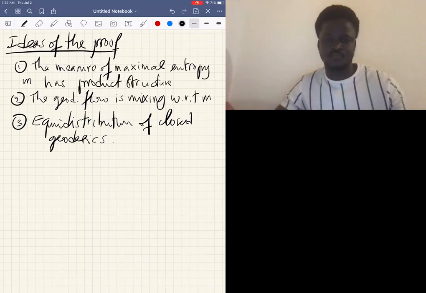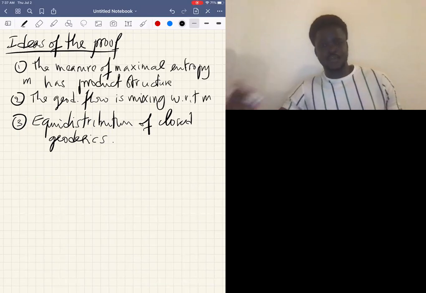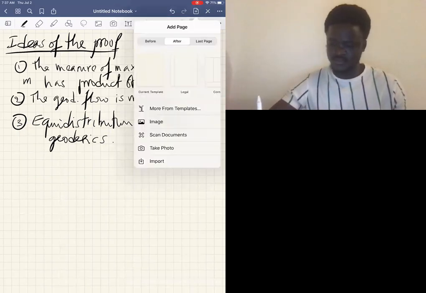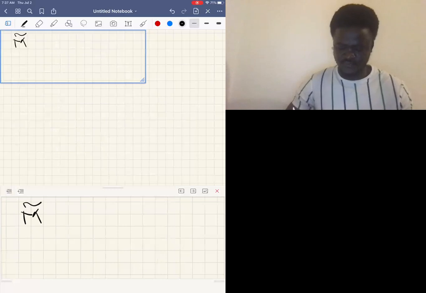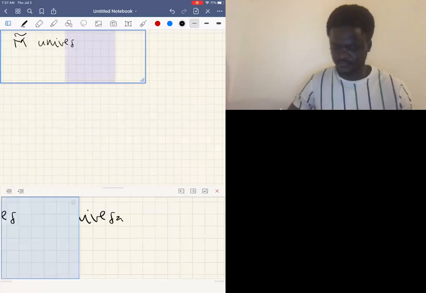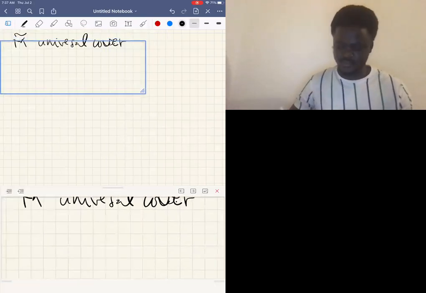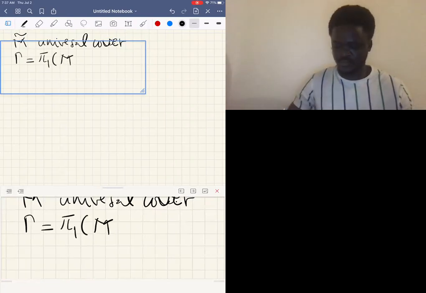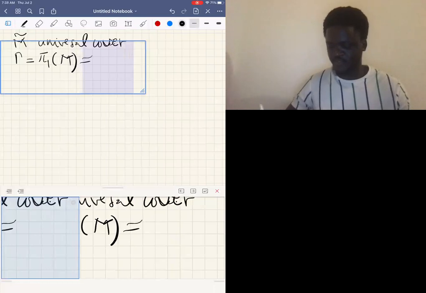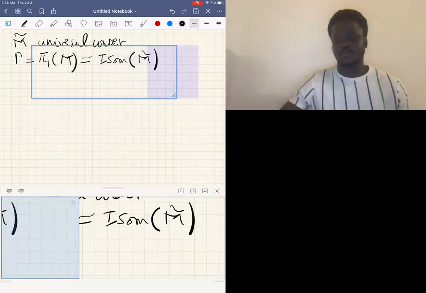Okay, so I will now move to being more specific on how to prove this. So we're going to count. Just some notation: I will denote by M tilde the universal cover. And the fundamental group I denote by gamma. It is known to be isomorphic to the group of isometries of M tilde. So this is very standard.